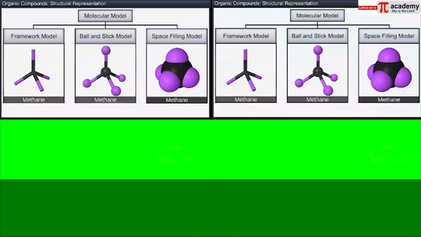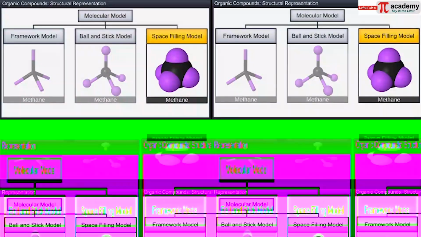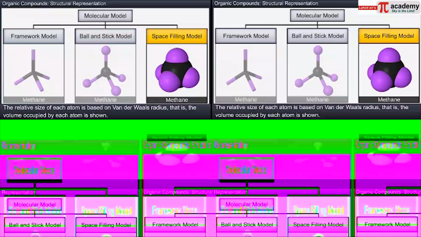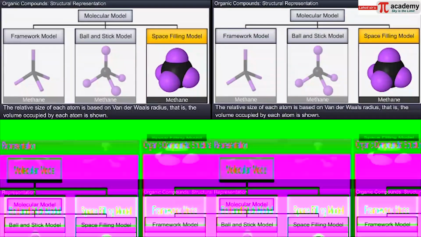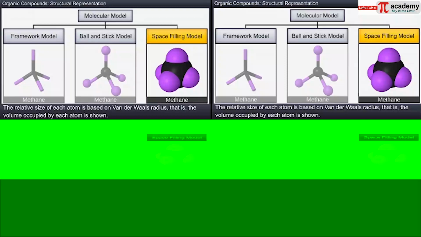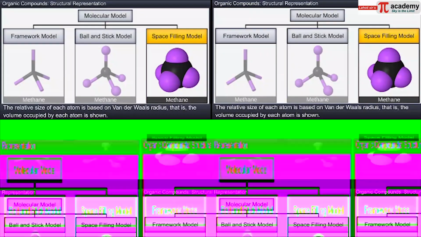Another type of molecular model is space-filling model. The relative size of each atom is based on van der Waals radius. That is, the volume occupied by each atom is shown. Bonds are not shown in this model.